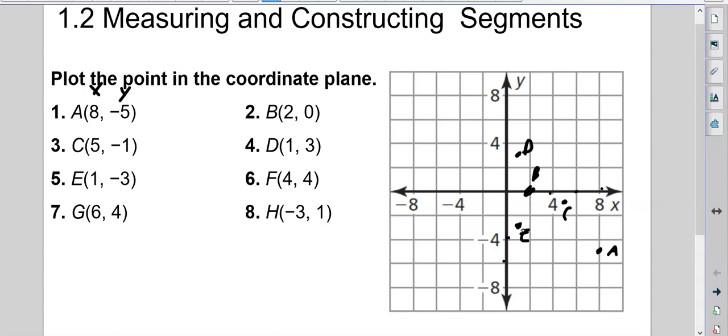F, (4, 4). So that's right up here. Capital F. (6, 4). So we're going to go out 6, up 4. That's going to be G. And finally, we're going to go to the negative side. H is (-3, 1). So it's going to be in the middle of the box. So again, we're counting by twos and -2. All right, so left 3 and up 1 for letter H.